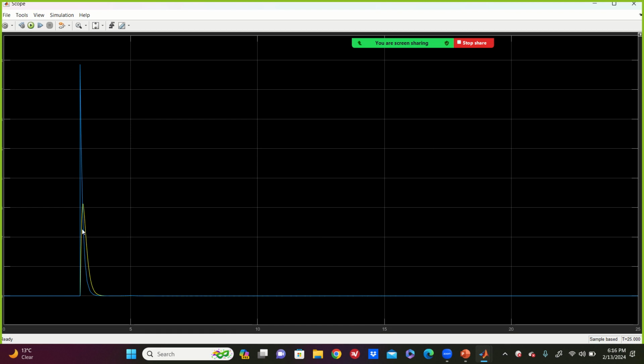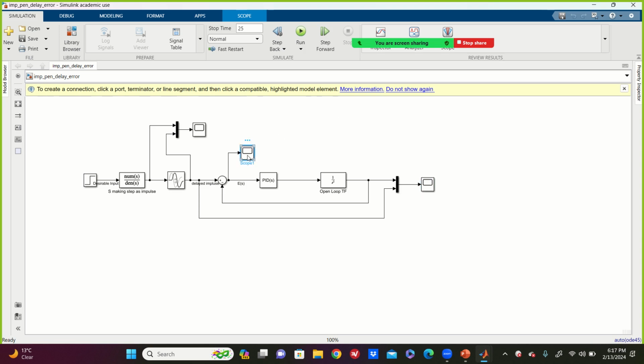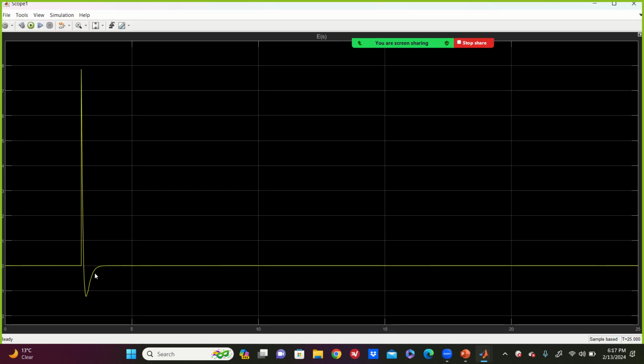Oh, output follows input now. Input is the delayed impulse, output is a delayed impulse. See, the PID controller fixed the problem. It made the system go from marginally stable to stable. Look here, bear with me. It made the steady state error signal go to 0. This is the steady state error signal. Transient steady state to 0.